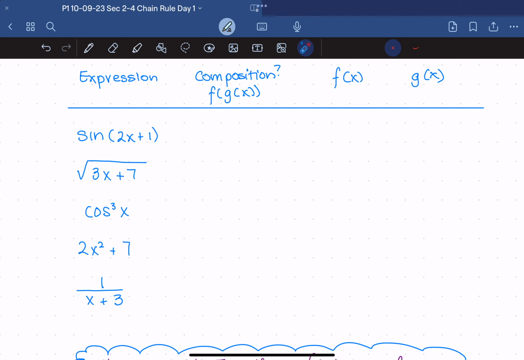If you think you know what I mean, you can go ahead and pause the video right now and start. If not, I'll do number 1 for you. Is this a composition of functions? Do we have one function inside another function? Yes, it looks like 2x plus 1 is inside the sine function. So this is a composition, and my outside function would be sine, and my inside function would be 2x plus 1. So go ahead and pause the video right now and try the other ones.